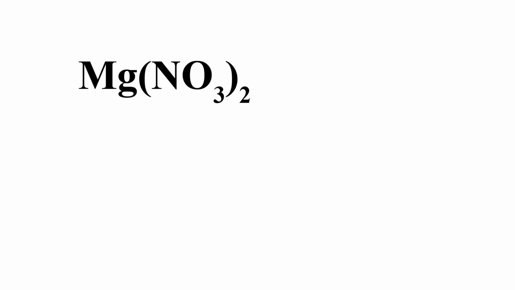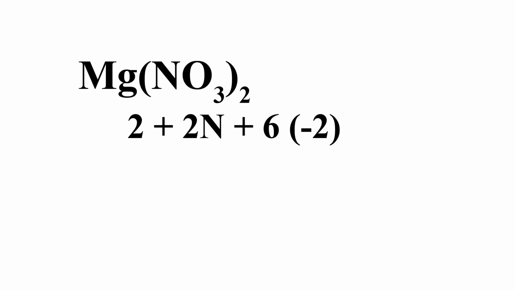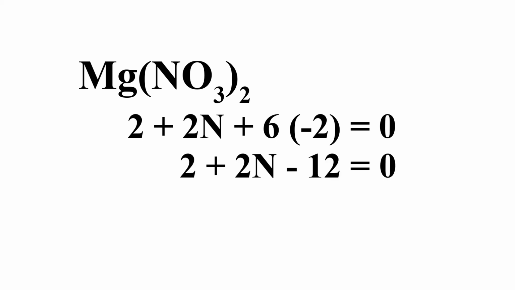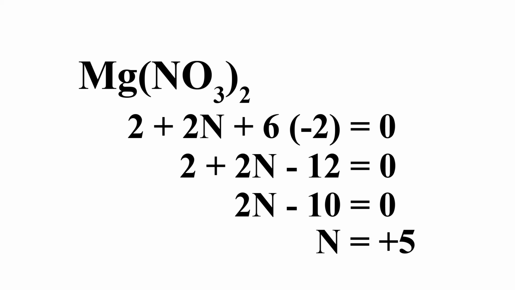So in the equation we can fill in 2, which is the oxidation number of magnesium, plus 2 atoms of nitrogen, and 6 atoms of oxygen with an oxidation number of -2 equals 0, which is the total charge of the molecule. Once again, we multiply the number of atoms of oxygen by their oxidation number. We can subtract the -12 from the +2 and then add +10 to both sides of the equation. Finally, we can divide by the 2 atoms of nitrogen to obtain its oxidation number, which is +5.